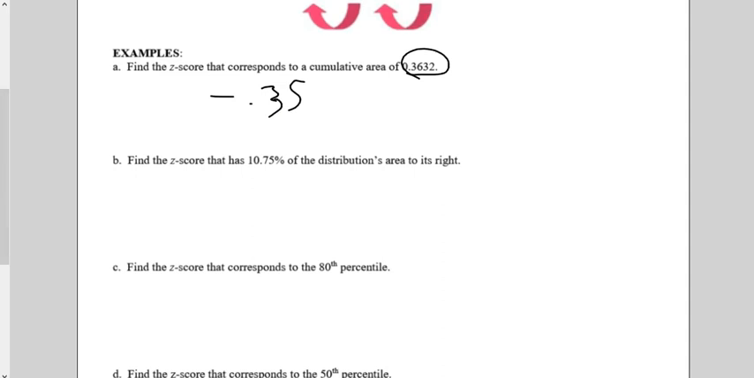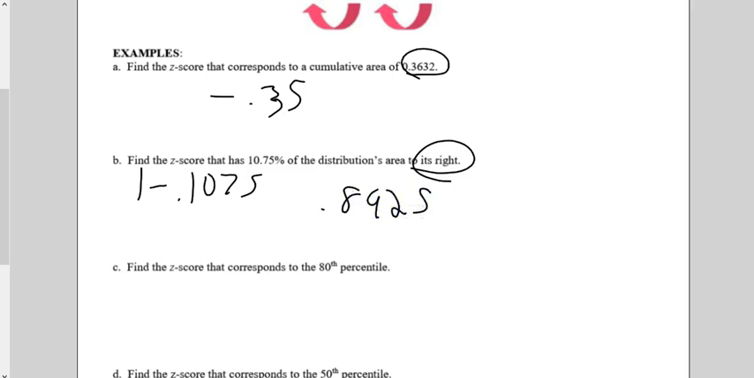Find the z-score that has 0.1075 to its right. Well, first off, to the right, that's one of our 1 minus problems. So 1 minus 0.1075 is 0.8925. And if you go to your chart, obviously to the right of that number, we're going to be on the other chart. You're going to look for 0.8925 on that chart, and that is going to give you a z-score of 1.24.